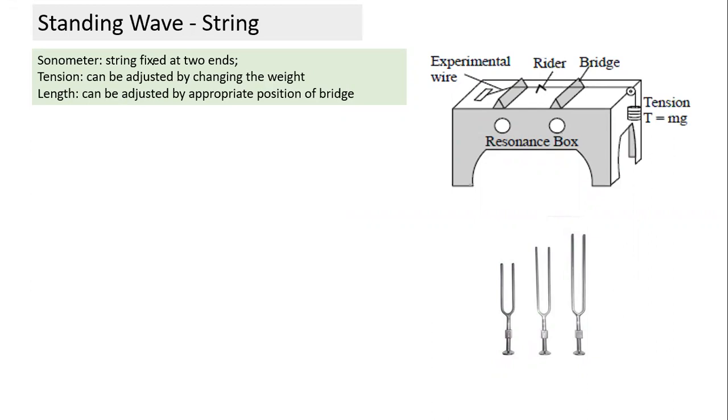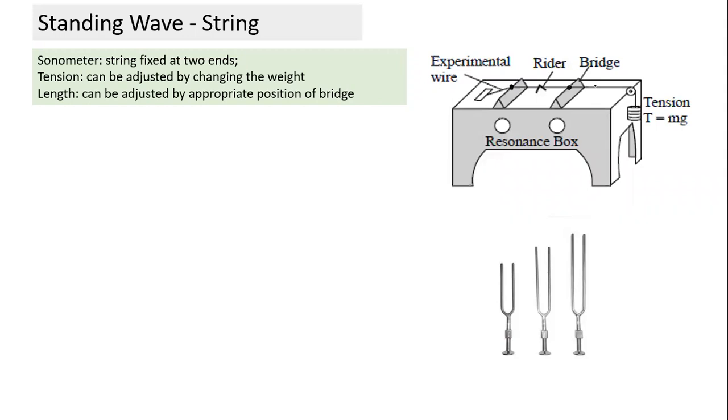The only thing is, here we have a string fixed at two ends. So this sonometer also produces a condition where the string is fixed at two ends. Which are the two ends it is fixed at? These are the two points the string is fixed at. And these two supports inserted here are called bridges.